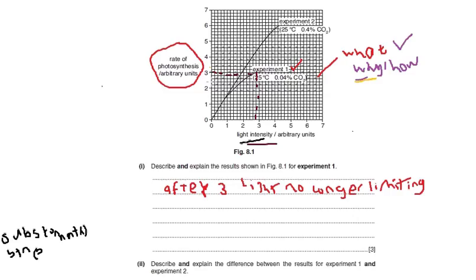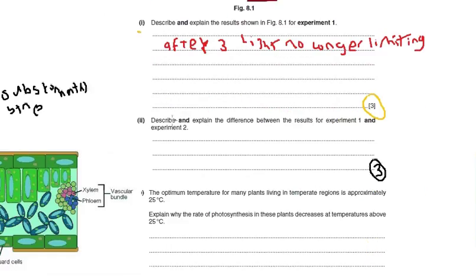This was the question number Roman 1 to get the 3 marks. These 3 marks are very precious marks, and to get them you have to be very smart. I mean, you have to include everything that the question wants. Okay, then you should go to the question: describe and explain the difference between the results for experiment 1 and experiment 2. This also contains 3 marks.